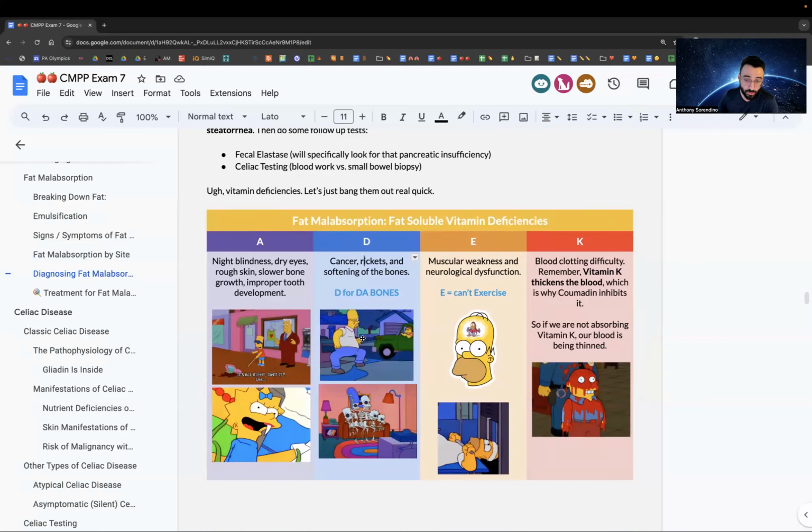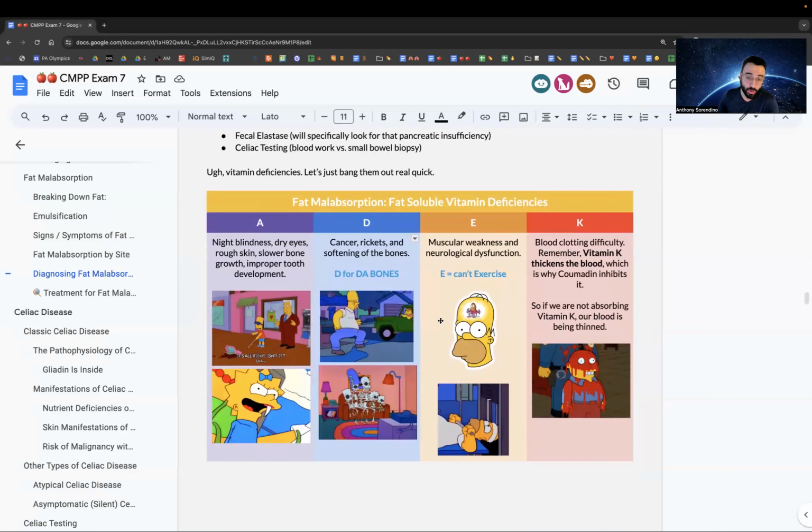E is going to be muscular weakness and neurological dysfunction. So I think of E like exercise, you can't exercise because you have muscular weakness. And then the neuro one is big there as well. And then K is going to be blood clotting difficulties. Remember, vitamin K thickens the blood, which is why Coumadin inhibits it. So if we are not absorbing vitamin K, our blood is being thinned. So not a good thing.